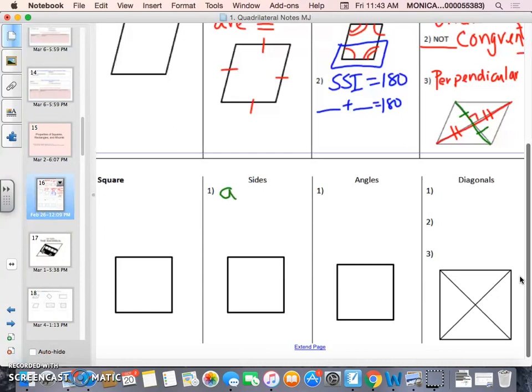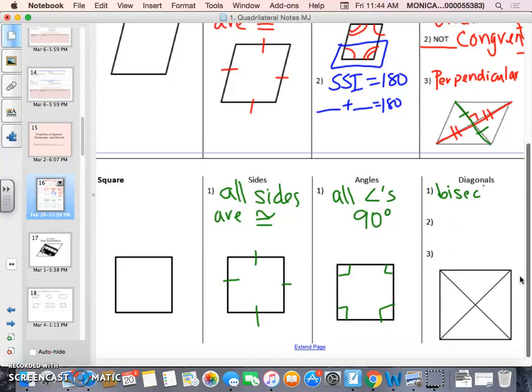All the sides are equal. All angles are 90 degrees. And the diagonals bisect each other. They are perpendicular. And they are congruent. So the square has all the perfect characteristics of a quadrilateral.